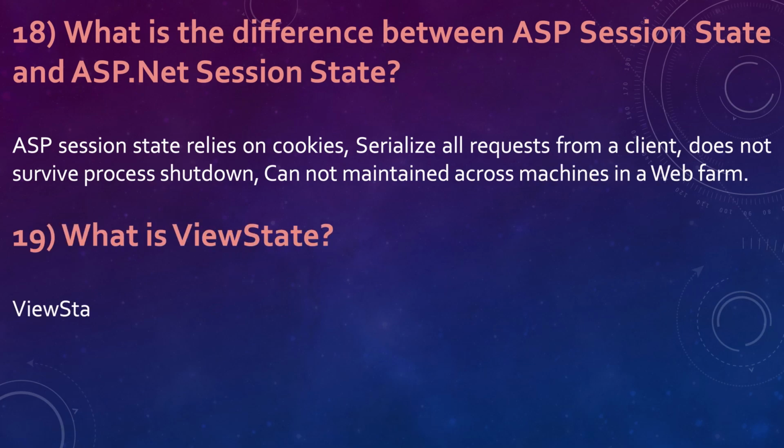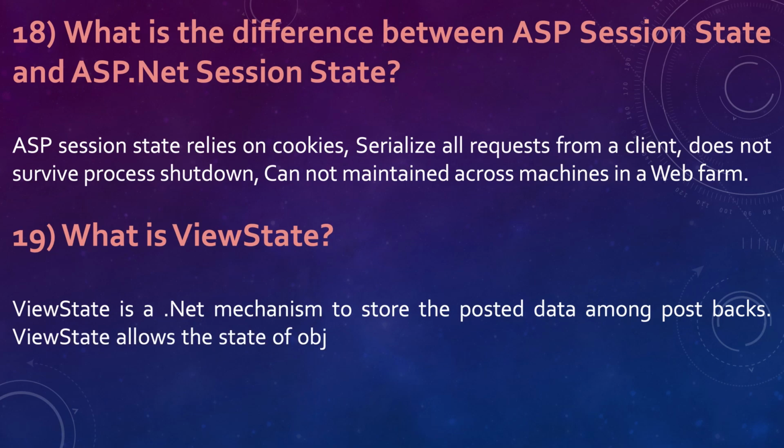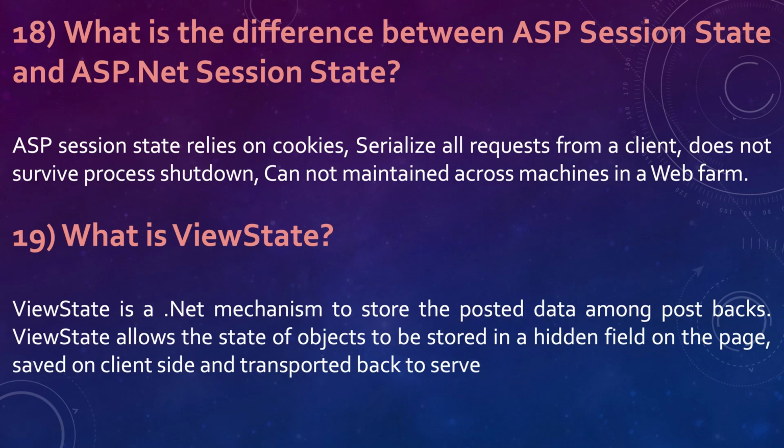What is view state? View state is a .NET mechanism to store the posted data among postbacks. View state allows the state of objects to be stored in a hidden field on the page, saved on the client side, and transported back to the server whenever required.